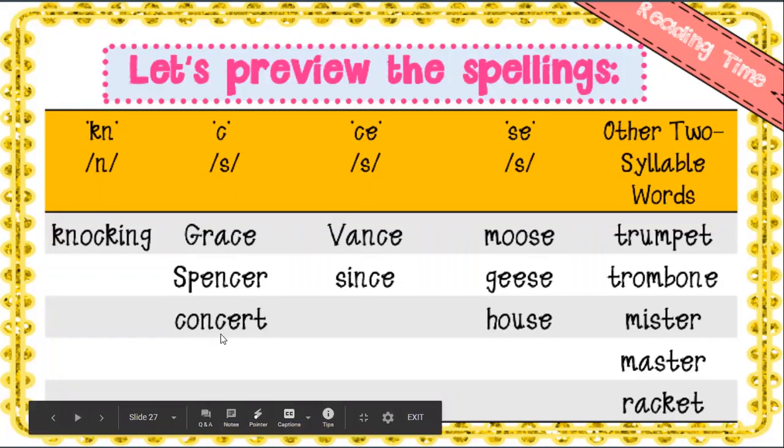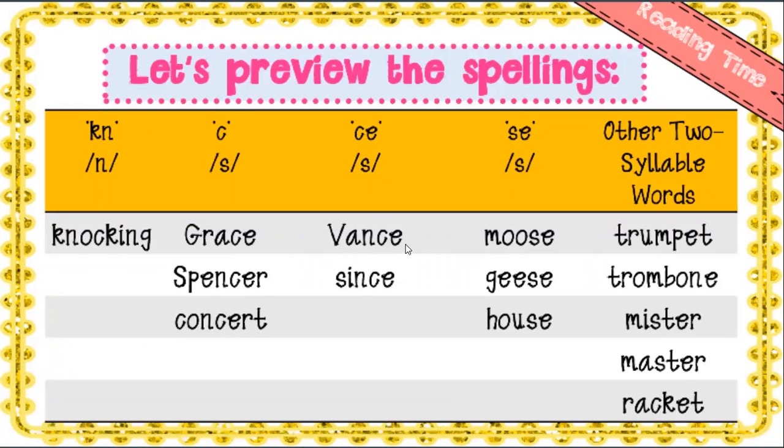Concert is spelled with a C. Vance is spelled with a CE. Sense is spelled with a CE also. Moose is spelled with an SE. Geese is spelled with an SE. And house is spelled with an SE. Other 2-syllable words that we will see are trumpet, trombone, mister, master, and racket.